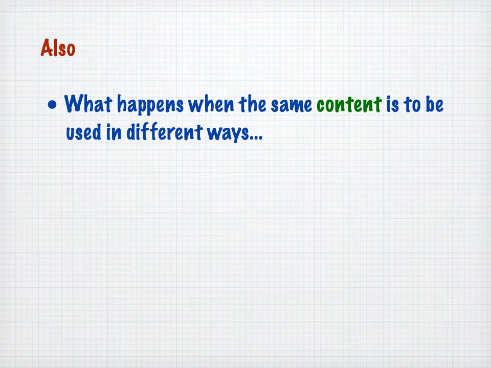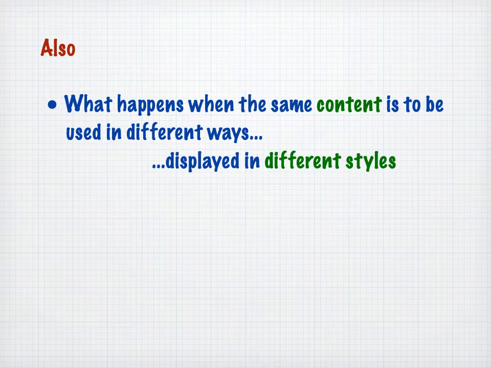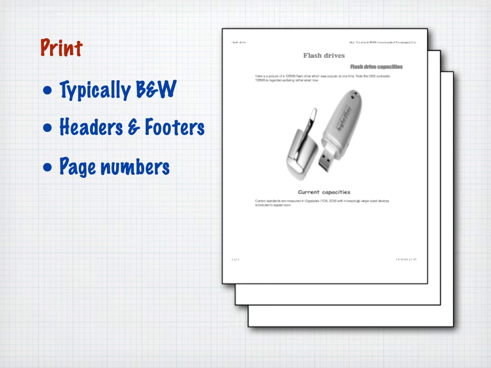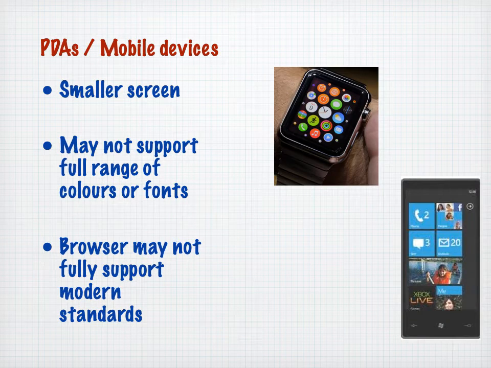Now, of course, the problem with that was what happened when we wanted to use that same content in lots of different ways. What that actually translates into is that we might want to take that content and present it in a different style depending upon the device that we're actually using. So, if we were going to print it out, maybe it would be printed out in black and white, and there would be headers and footers, and we'd have a slightly different style, structure, page numbers, and that would be very different to the style that we'd use if we displayed it on a mobile device or something with a smaller screen.